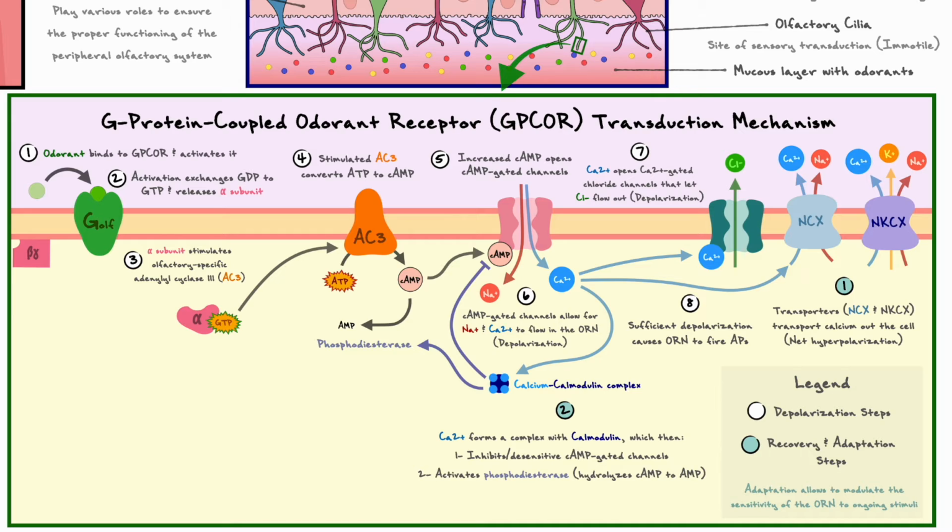The third possibility for the calcium-calmodulin complex is to activate the calcium-calmodulin-dependent kinase type 2, or simply CAMK2, which upon activation can phosphorylate AC3, and that phosphorylation will inhibit its activity. So as you can see, calcium has many effects in this pathway, and for that reason it is highly regulated.